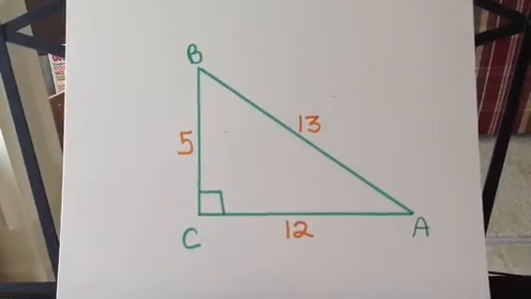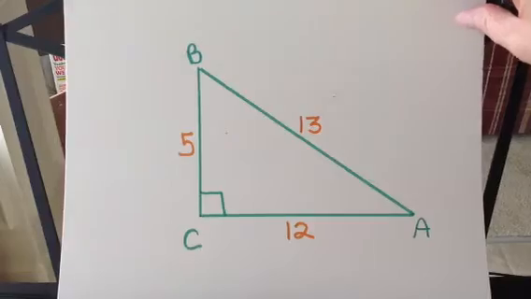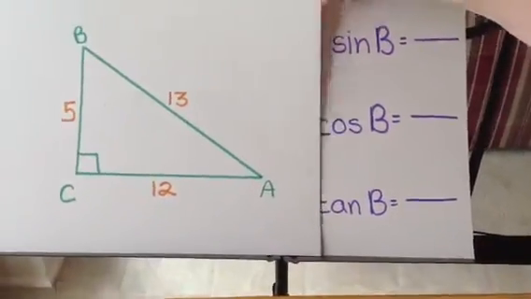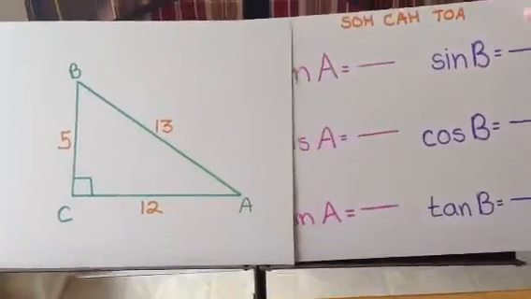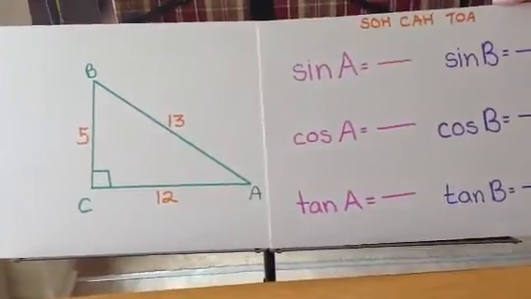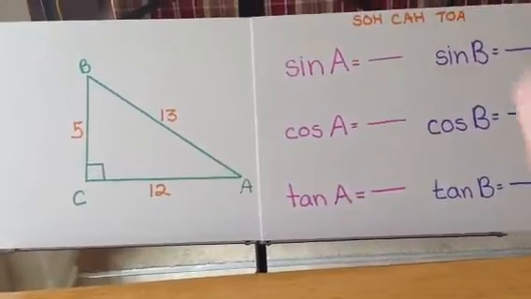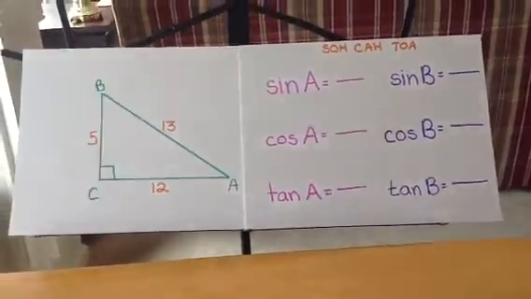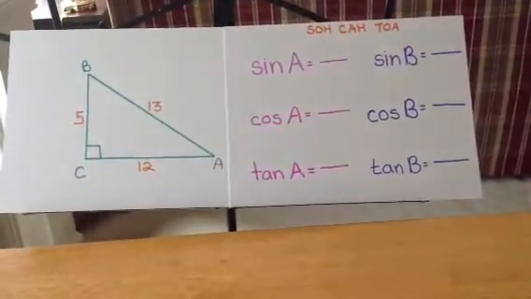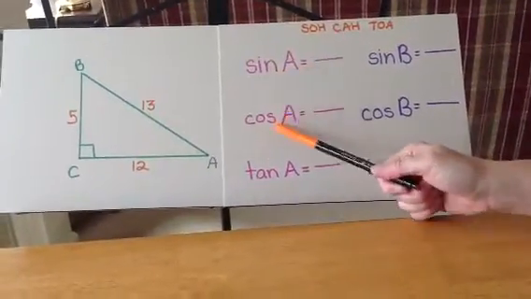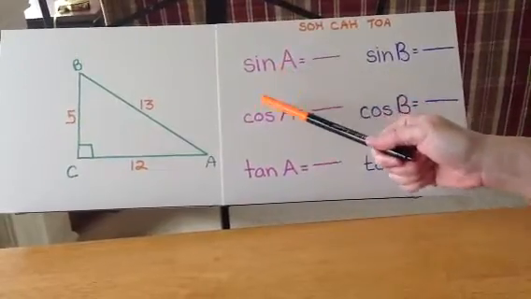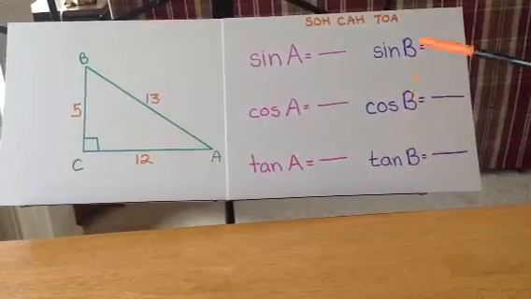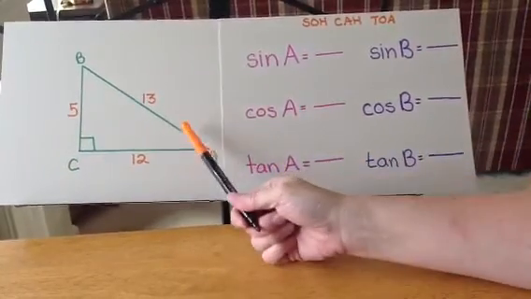So let's look at this triangle A, B, and C. And we are going to use SOHCAHTOA to find the values of each trig function for each angle. So we'll do all angle A's first, and then we will do all of angle B. We will switch our reference point. So let's look at angle A.